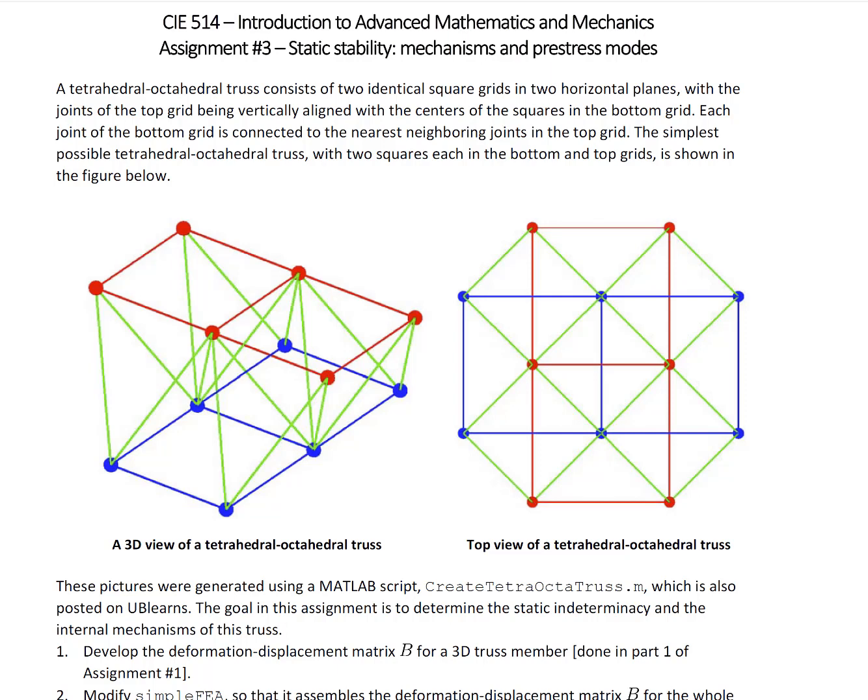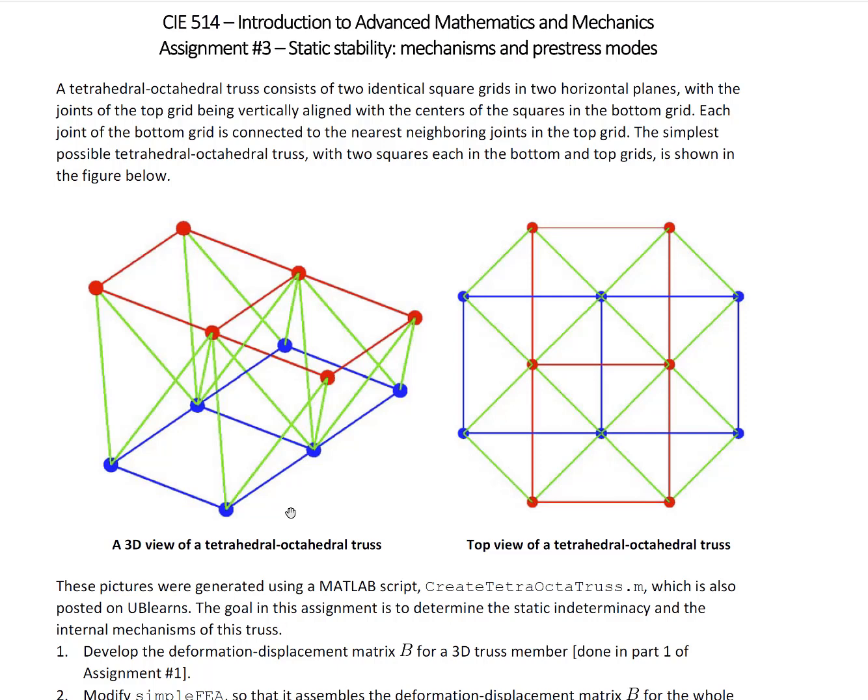Particularly, stability is something that can only be determined by inspection for very simple structures. For complicated structures, we need a more formal approach to determine stability, and linear algebra comes into play here. So in this assignment, we'll look at this somewhat complex three-dimensional structure called a tetrahedral octahedral truss, and we will see if it is stable and what its degree of static indeterminacy is.